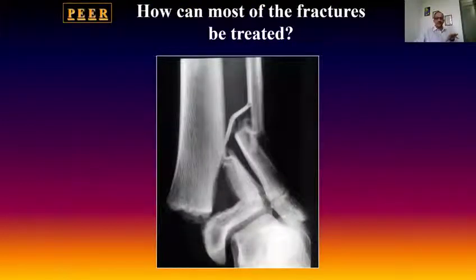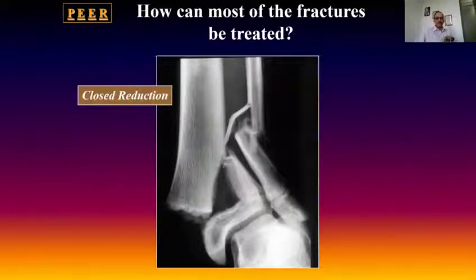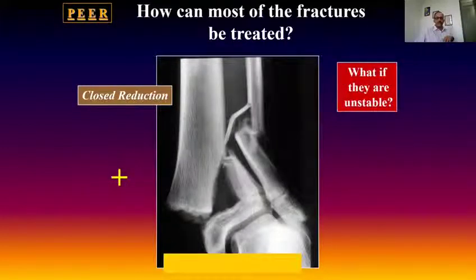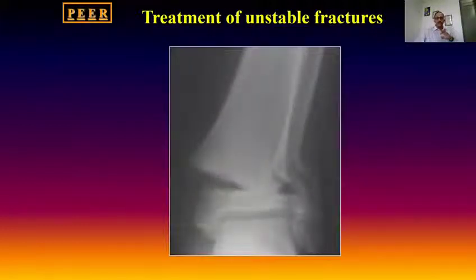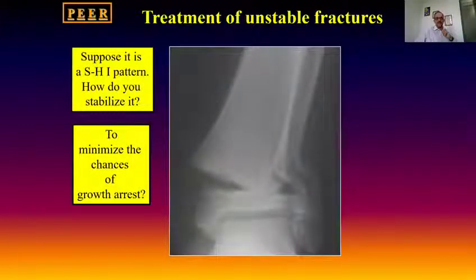How do you treat them again? Most of them are treated by closed reduction. And once you get reduction, if they are not stable, you have a large metaphyseal fragment, put a couple of transmetaphyseal screws. The fibula is conserved with a cast. Usually that doesn't need treatment or plating. What about unstable fractures?